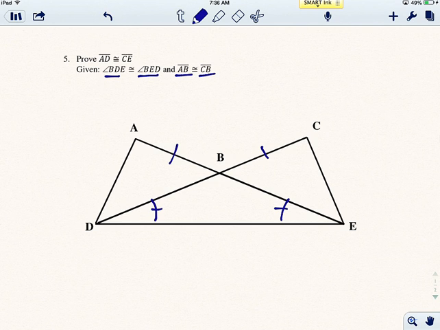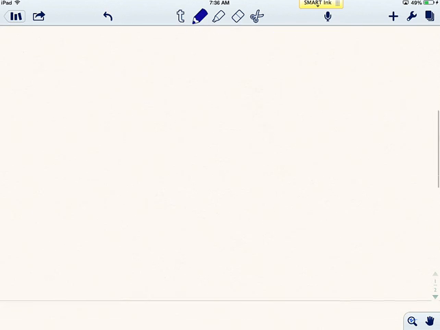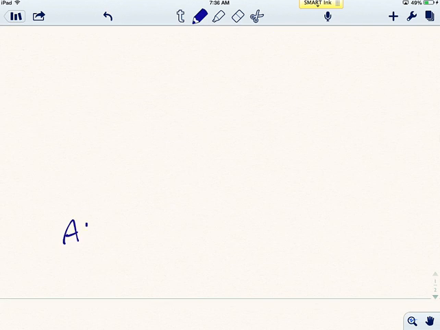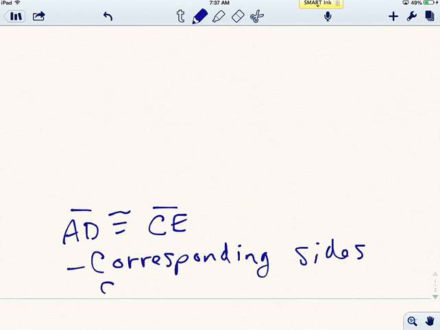Now let's go down here and write in our final step. Segment AD is going to be congruent to segment CE. So let's write that here. Segment AD is congruent to segment CE. And we need a piece of evidence. We've seen that the piece of evidence that probably is going to work best for this is corresponding sides. This is corresponding sides of congruent triangles, but I'm going to leave the "of congruent triangles" out. So corresponding sides are congruent.